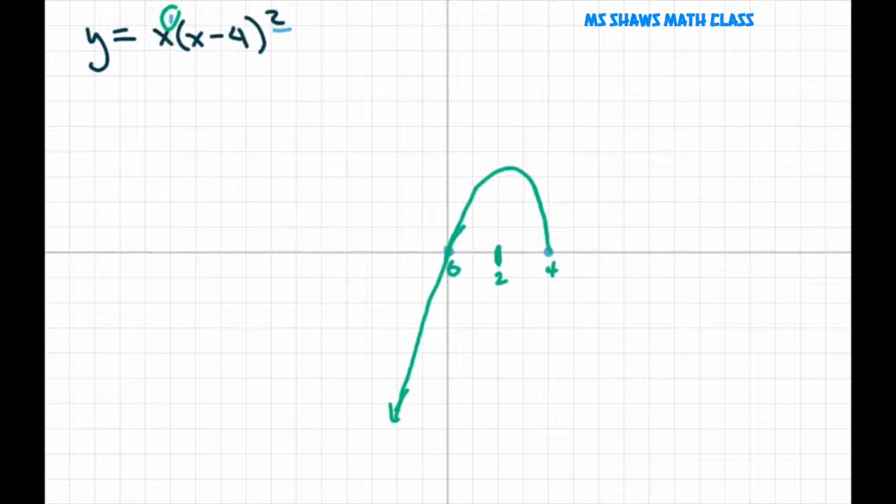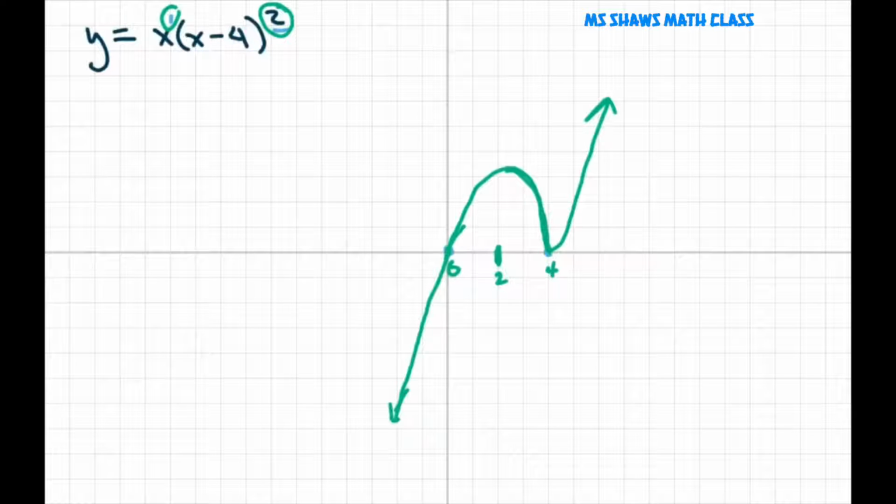Now, when we hit 4, the multiplicity here is 2. That means we can't cross the x-axis, so we're going to make a U-turn and come back up. It really should be more like right there, but anyway, that's your general shape of the graph right there. It shouldn't be so pointy, but all right, so there's your graph.